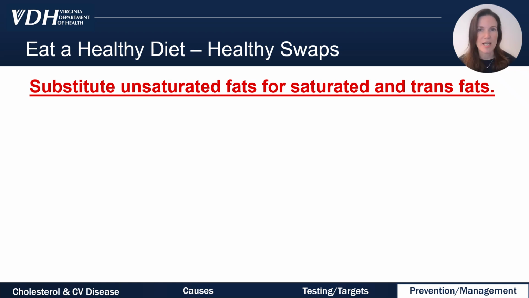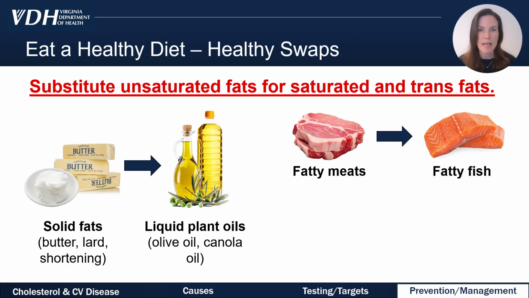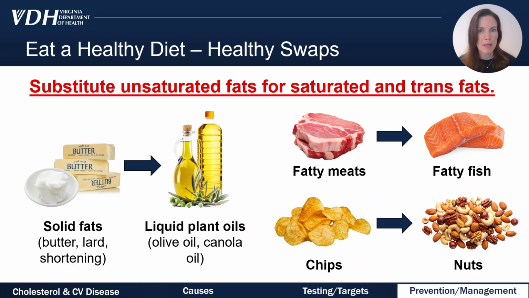One practical thing that you can do to improve the quality of your diet is to substitute unsaturated fats for saturated or trans fats. And here are a few examples. Instead of using solid fats to cook, including butter, lard, and shortening, you can use liquid plant oils, including olive oil and canola oil. Instead of eating fatty meats, you can try fatty fish. And if you're craving a salty snack, instead of chips, which are often high in saturated fats and sometimes trans fats, you can eat nuts.